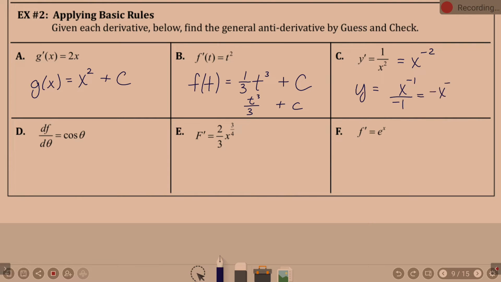Well, negative x to the negative first, or -1 over x. I'm running out of room. Don't forget plus c. That's probably bad form for me to write all of those equal to each other like that, because there really should be plus c's in there.